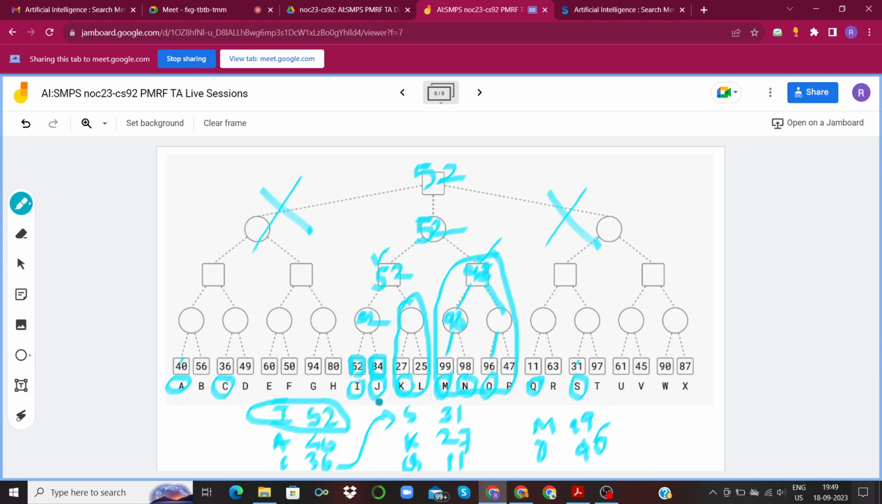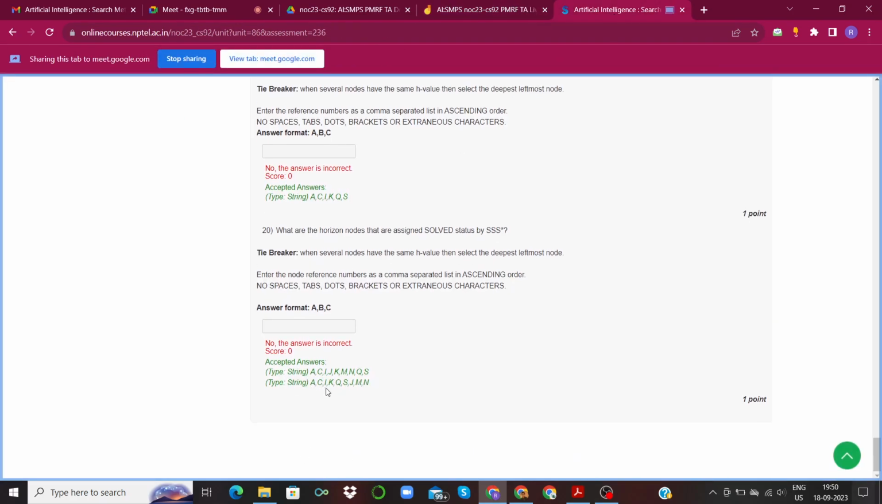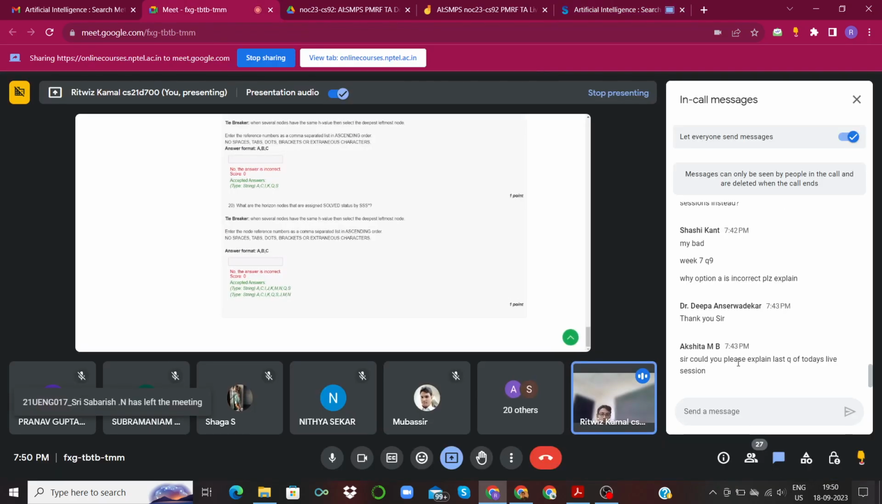Apart from the initial clusters, my understanding is that the other horizon nodes that should be part of solved would be J, M, N, and O. But I see that O is missing from this solution over here. So if that is a doubt that you guys might have had, then you can either verify my solution, I might be wrong as well, and if you think that this is correct, you can raise this in the discussion forum, and if there is any correction needed, they will correct it.